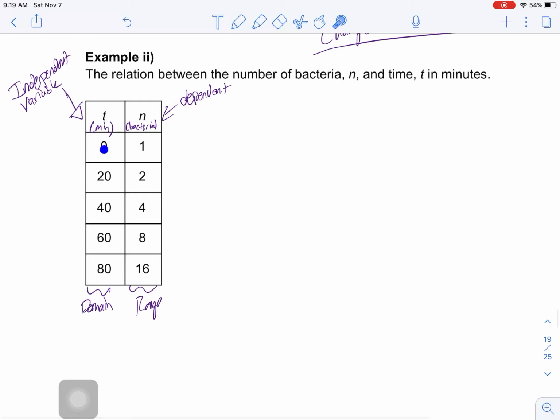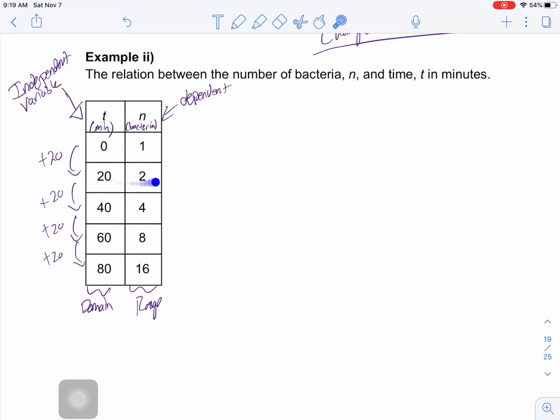Now let's see here. How do I get from 0 to 20? Well, that's pretty easy. I just add 20. How do I get from 20 to 40? Again, I just add 20. How do I get from 40 to 60? I add 20. And how do I get from 60 to 80? I add 20. So far my domain goes up at a constant rate.